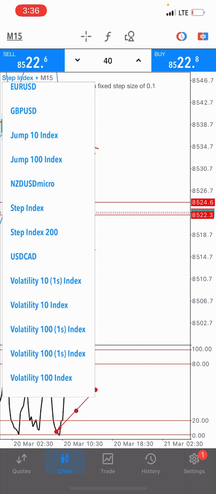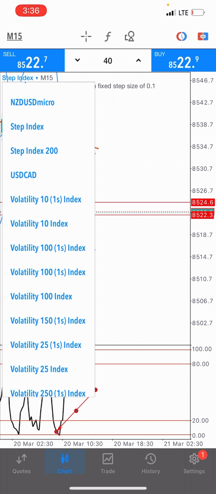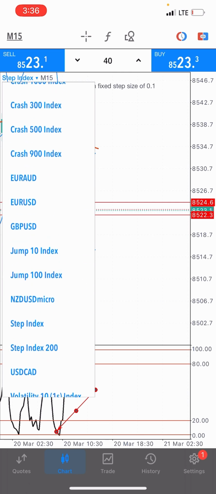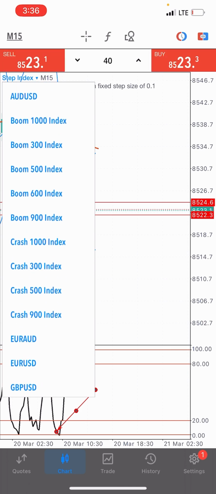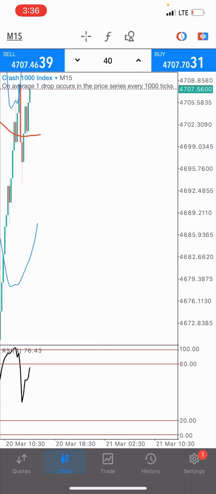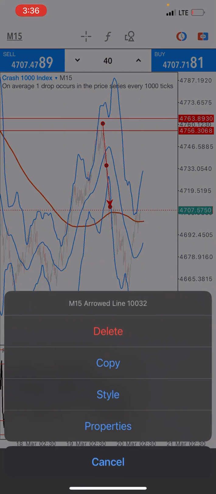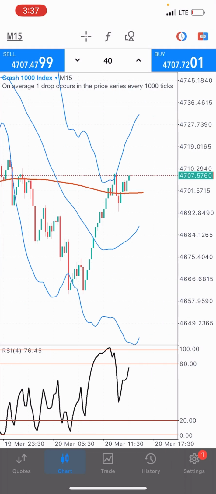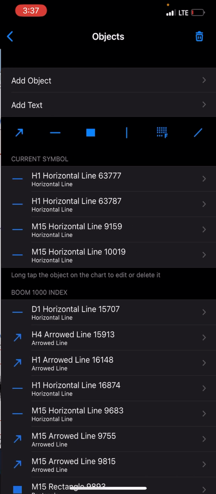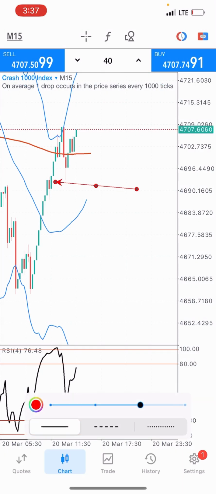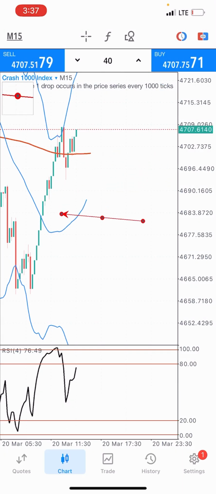All right, so let's look for, like the VIX. Okay, let's look for the crash. Let's say crash 1000. So look at here on the crash 1000. You want to see this red indicator like this one to be above the current price. If you're looking to sell, the red indicator should be above the current price.